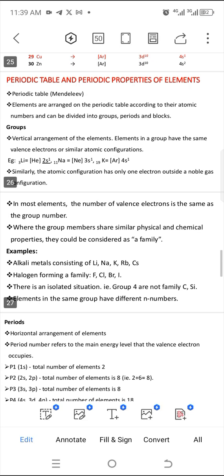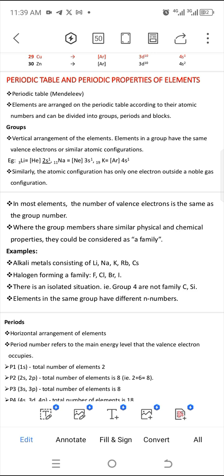So the next one is periodic table and periodic properties of elements. For biochemistry, you have to take notes. You have to learn how to use the periodic table very, very well to help you in your daily studies and exams as well. And the periodic table was proposed by Mendeleev. Yeah, Mendeleev brought about the periodic table.